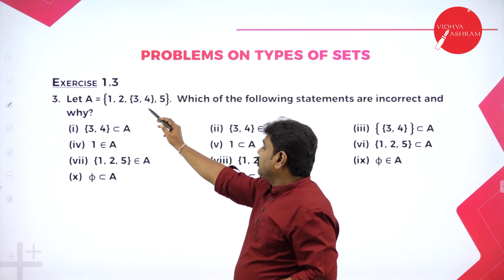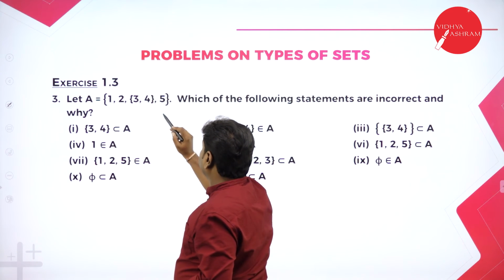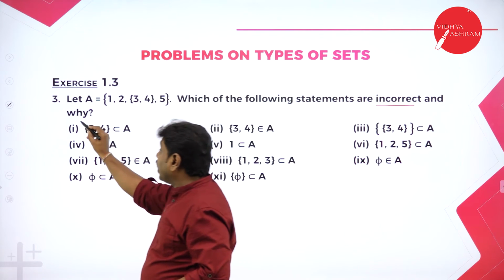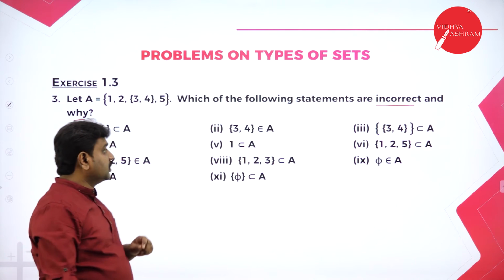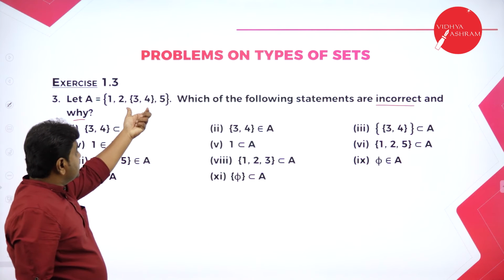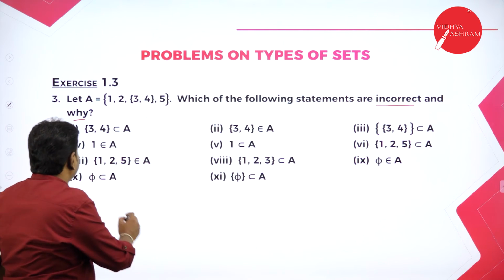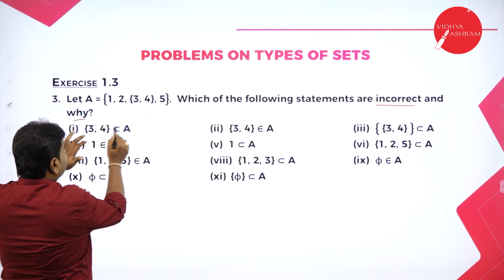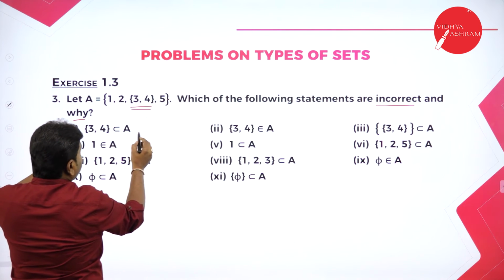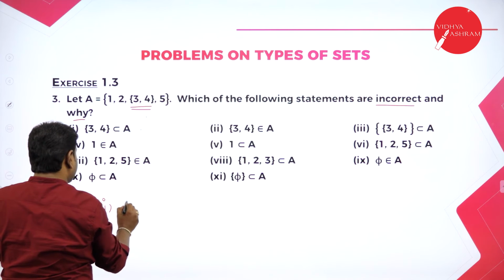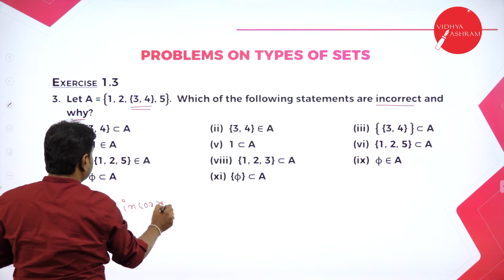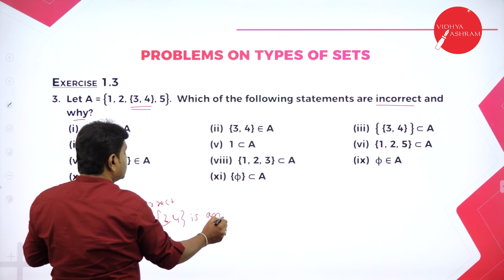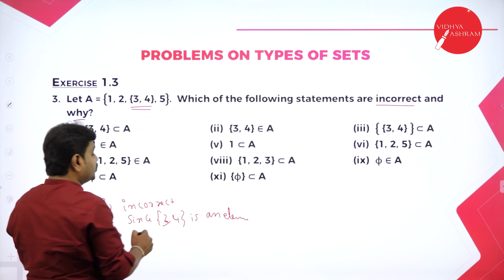Let A is equal to 1, 2, 3, 4, 5. Which of the following statements are incorrect and why? Which is false, and why are they asking? They want which is incorrect. 1 is an element, 2 is an element, this set itself is an element, they told. No, first one, 3, 4 is a subset of A, they told. If they write 3, 4, please understand this is an element. So first one is incorrect, since 3, 4 is an element. It's not a set. So if it's an element, we should say belongs to.